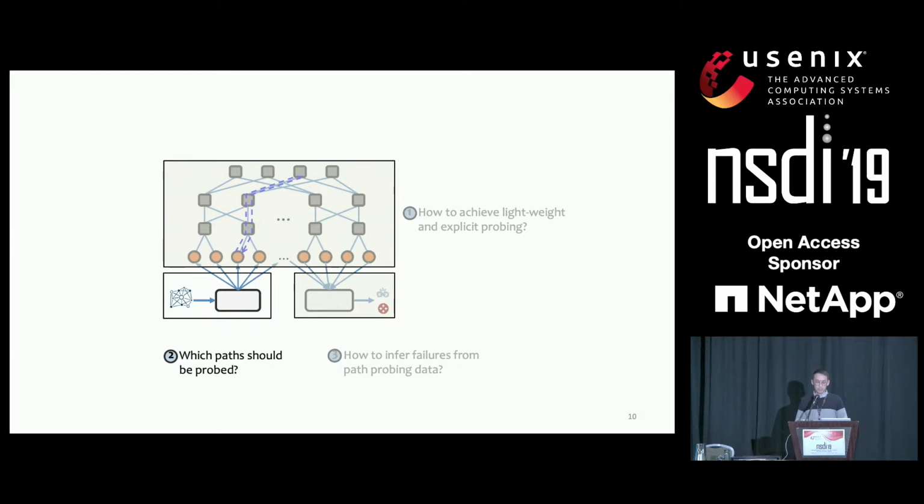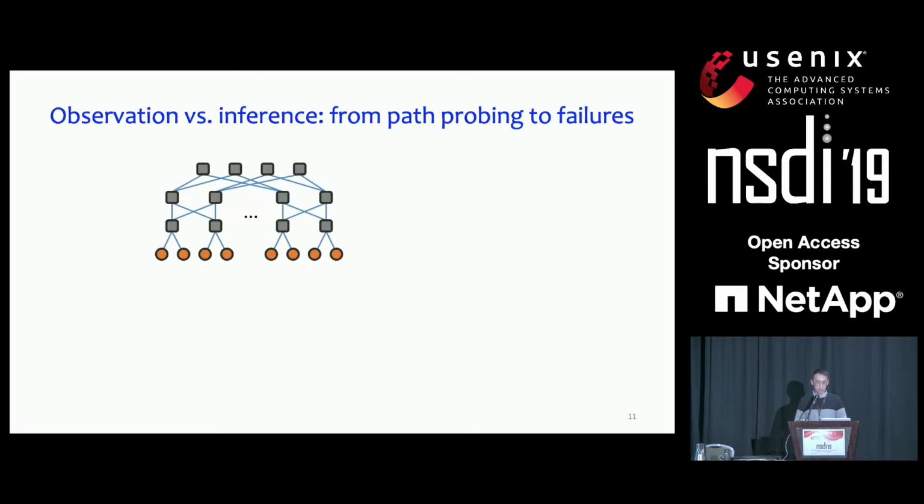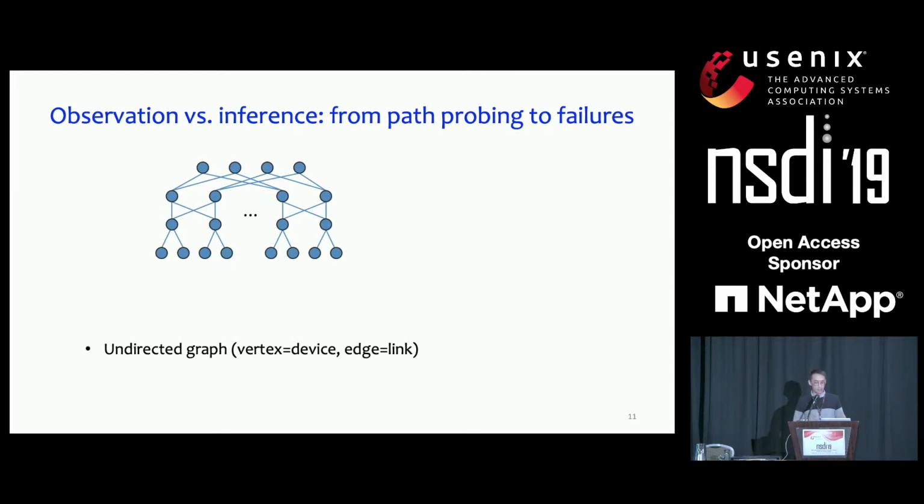Next, let's consider the second problem, which path should be probed. Before diving into the detail of this question, let me first model the whole problem. We abstract the data center network as an undirected graph where the vertices are the devices and edges are the physical links. For one probing path, where a server sent 100 packets and got 49 back, we say that the success probability of this particular path is 49%.